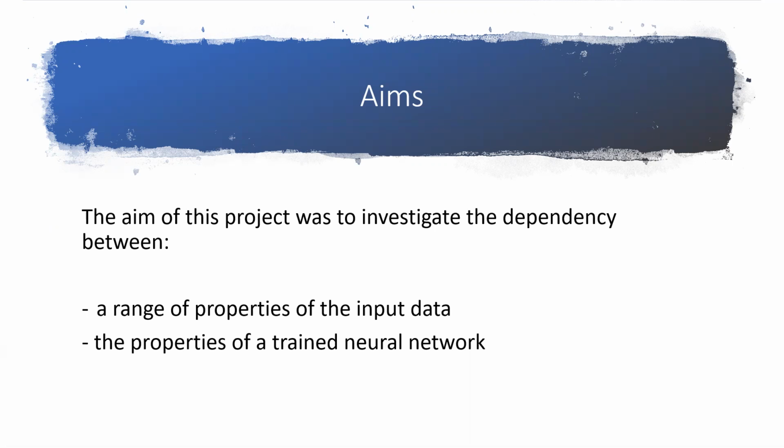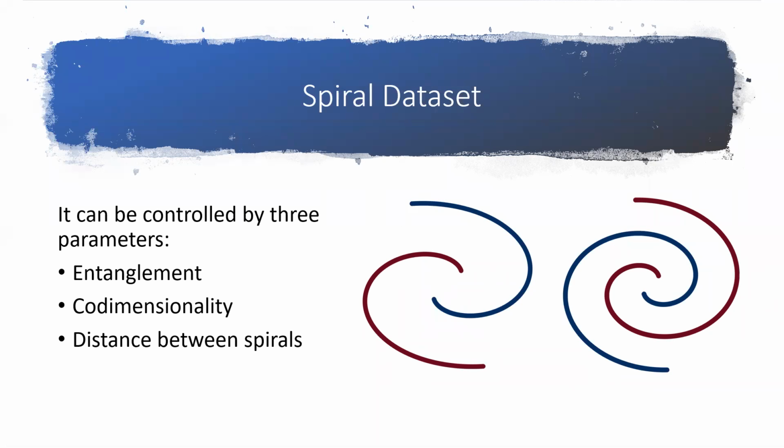factors. And specifically, this project was supposed to add to that understanding by investigating the connection between the range of properties of the input data and the properties of the neural network that is trained on the data, looking for some sort of dependency between one and the other. And to this end, an artificial dataset was used that is called a spiral dataset.